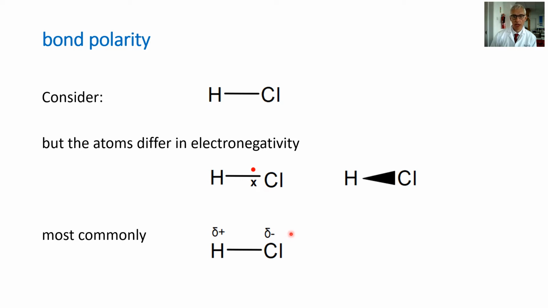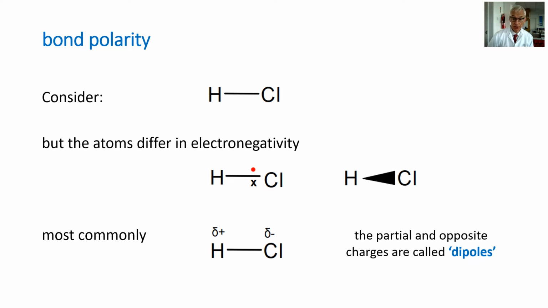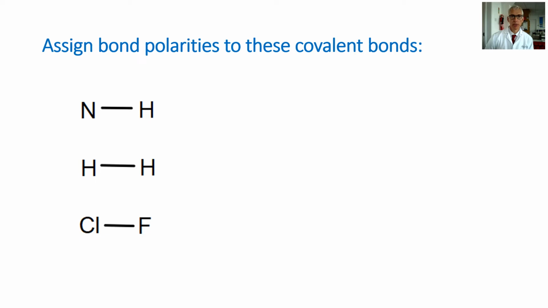So we would mark that on a diagram of the molecule as hydrogen delta plus, chlorine delta minus. And we refer to these as partial charges. And they're opposite and are called dipoles. So a simple task, could you assign bond polarities to these covalent bonds by reference to position in the periodic table? Pause the lesson and resume when you have done so.